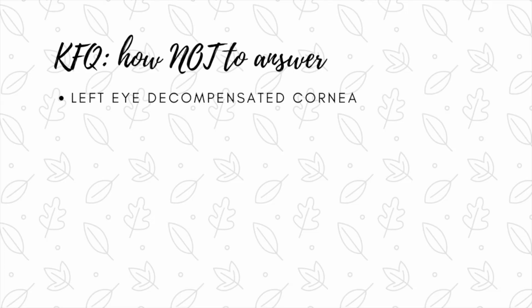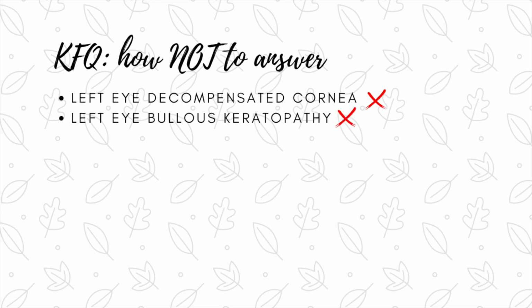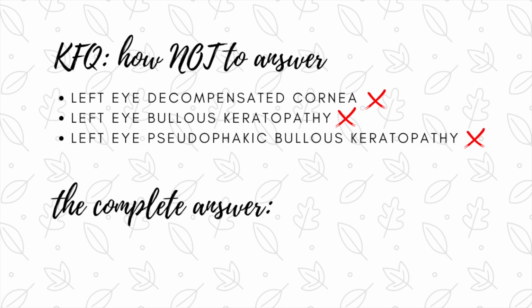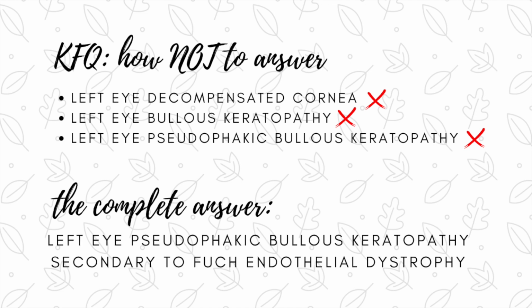So for example, if your diagnosis you answer left eye decompensated cornea, you get 0. Or if you answer left eye pseudophakic keratopathy, you will also get 0, because the most likely and the most complete diagnosis is left eye pseudophakic bullous keratopathy secondary to underlying Fuchs endothelial dystrophy. 1 mark. The full answer you write, give 1 mark.